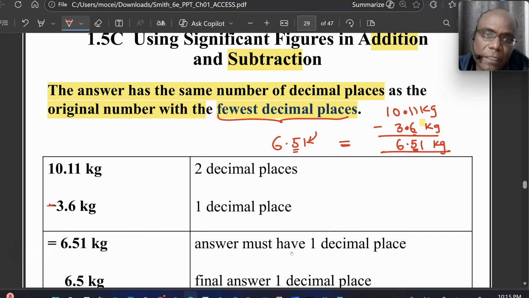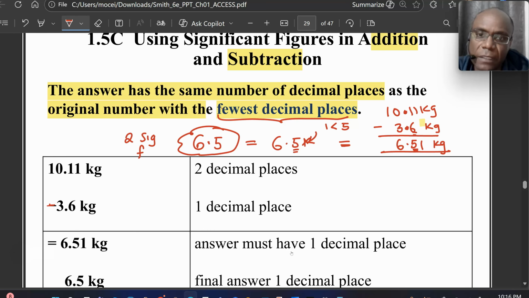And then we look at the digit after it. 1 is less than 5, so we just get rid of it and give the final answer as 6.5. It's reported to 1 decimal place, and in the end, that's 2 significant figures. The guide is to report your answer with the decimal places of the value with the fewest decimal places among the values you are subtracting. So that's what was done here.